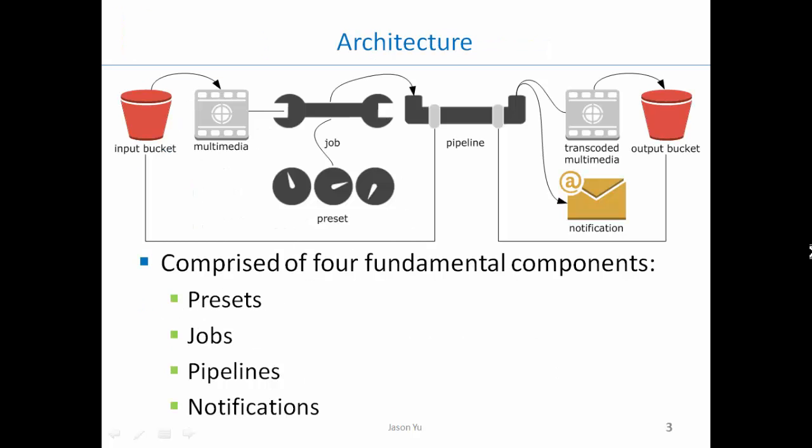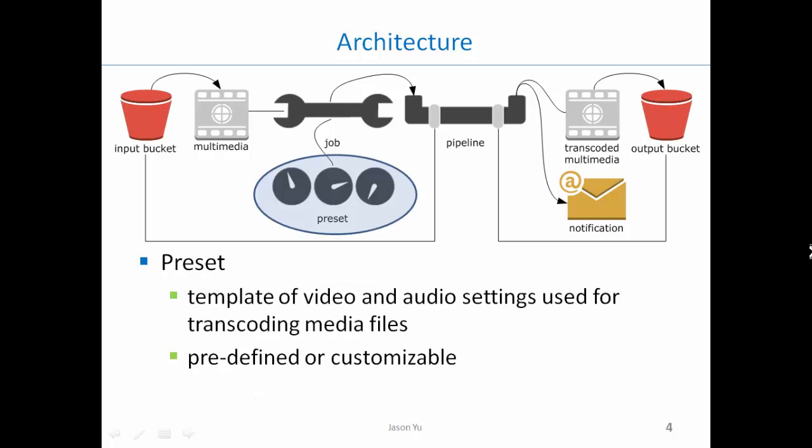The Amazon Elastic Transcoder architecture is essentially comprised of four fundamental components: presets, jobs, pipelines, and notifications. A transcoder preset is a template of the video and audio settings used for transcoding media files. Amazon provides predefined transcoder presets for numerous popular outputs. A customizable preset can be created if the predefined ones are not suitable.